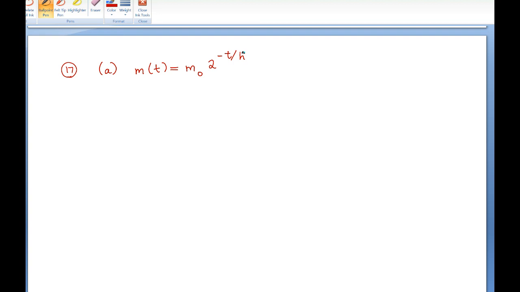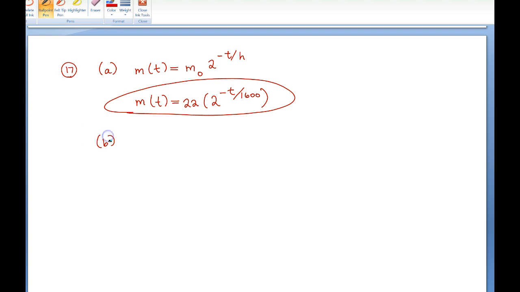Okay, so we have m of t. So our initial amount was 22. And then it's going to be 2, and then it's negative t over 1,600, which is the half-life.